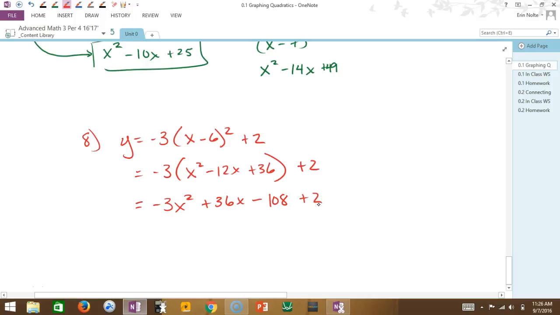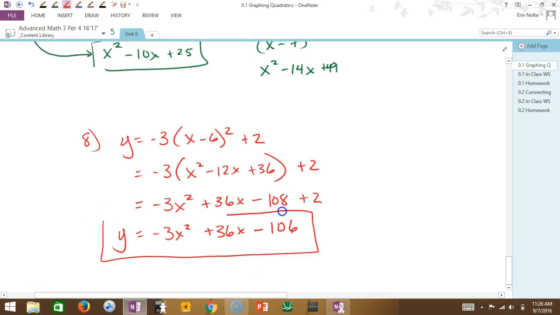And last step? Plus the 2. So negative 3x squared plus 36x, negative 108 plus 2 is negative 106. Do we agree with that? Okay, so that would be your standard form.